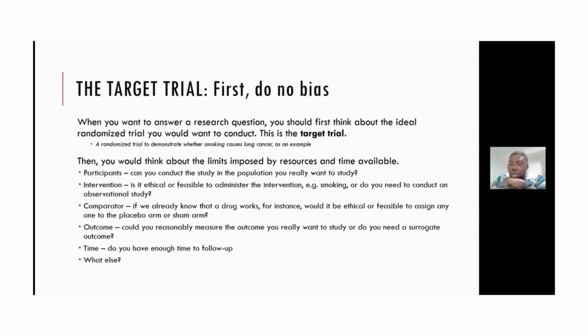We have a question. Someone wants to know what a sham arm is. So in the line where it says comparator, it says, if we already know that a drug works, for instance, would it be ethical to assign anyone to the placebo arm or the sham arm? And the second question is, what is a surrogate outcome? Surrogate outcome, sham arm. So here, let me just take you through this slide.